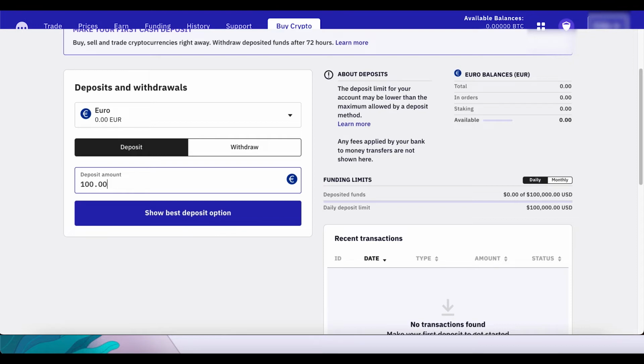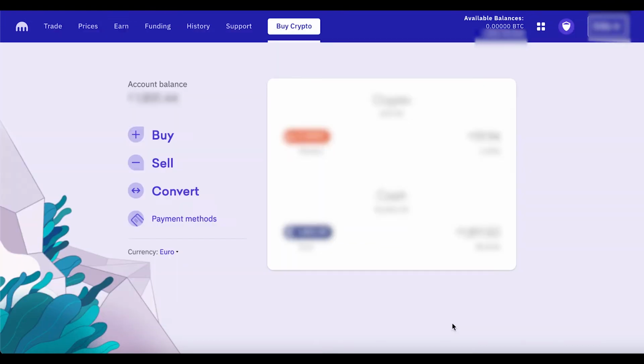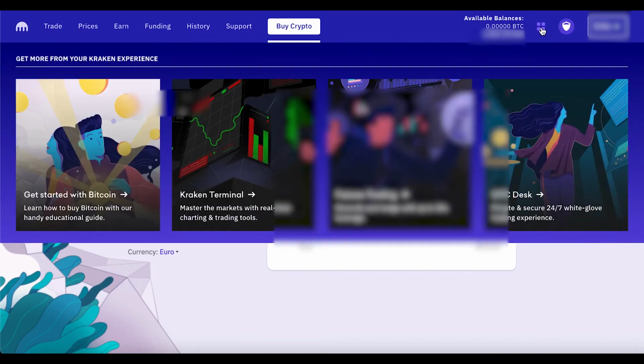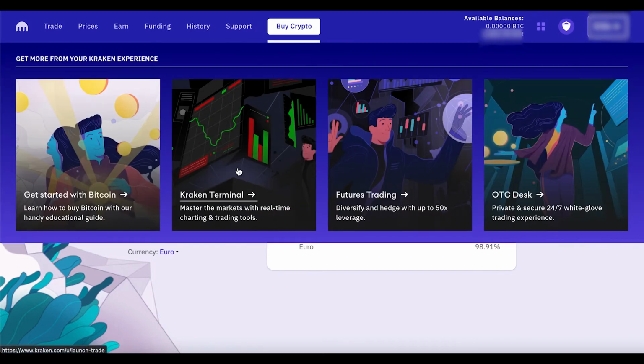So now let's get back to how to use the Kraken Terminal. As soon as I've signed in to my account, I've landed on this page, and all I need to do to access the terminal is go to the four dots over here at the top. And now all I need to do is click the Kraken Terminal.